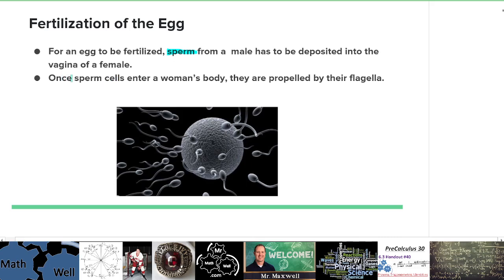Once sperm cells enter a woman's body, they are propelled by their flagella. So that's the little tails that whirl about and propel these little missiles down the fallopian tube in search of the hiding egg.